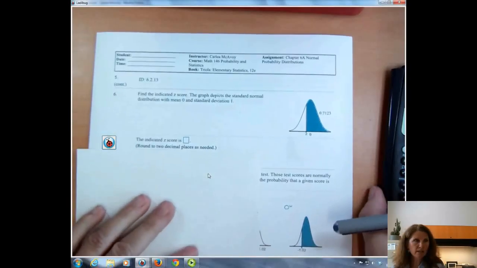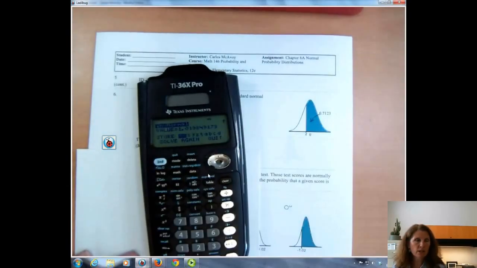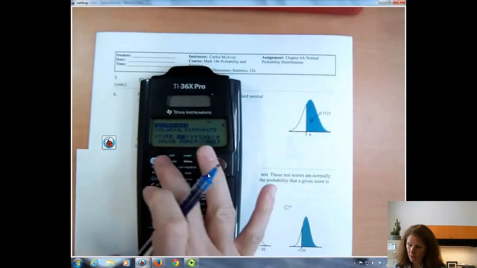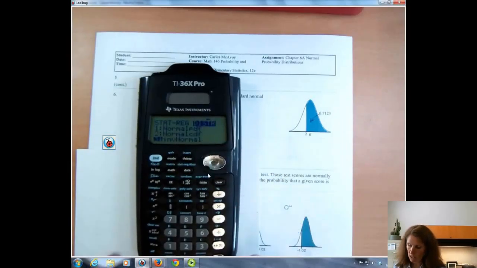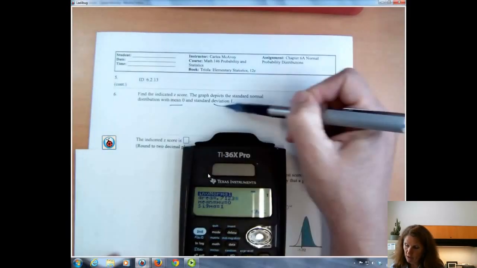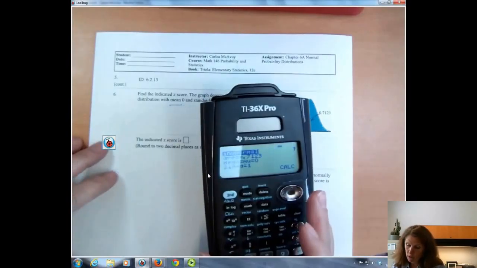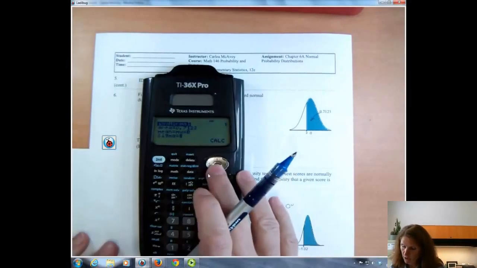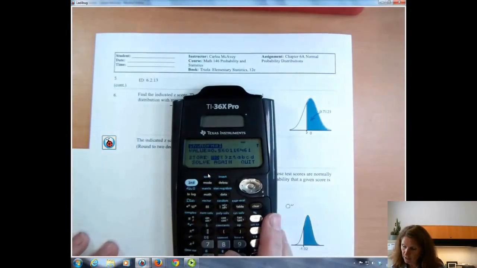Okay, find the indicated z-score. Again, you're finding a z-score and you're given an area. This shaded area is 0.7123. Second function, distribution, down to inverse normal. Then I just put in what I know. I know my area is 0.7123. And I have a mean of 0 and a standard deviation of 1. We don't always have that. If it's not standardized, we don't, but we do now, so I don't have to worry about it. So enter, and I get 0.5601.